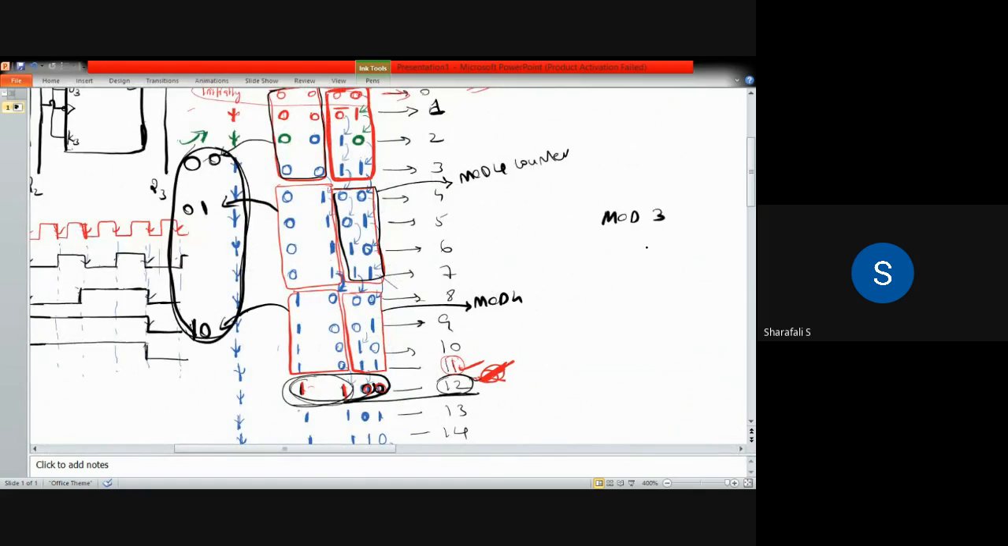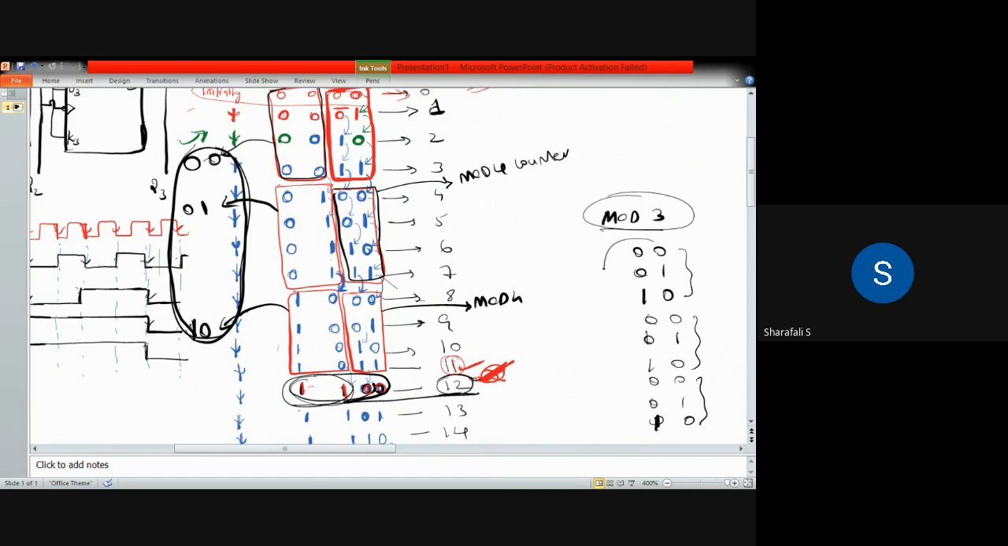So mode 3 will be having states 0, 0, 0, 1, then 1, 0. Then it is going back to the 0, 0 position. So these are the 3 states available for this mode 3 counter. And again, it will continue the same states. If you consider the other clock pulses also, then it will be continuing the same states.